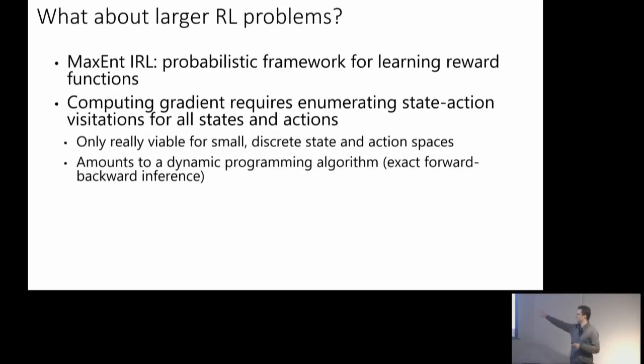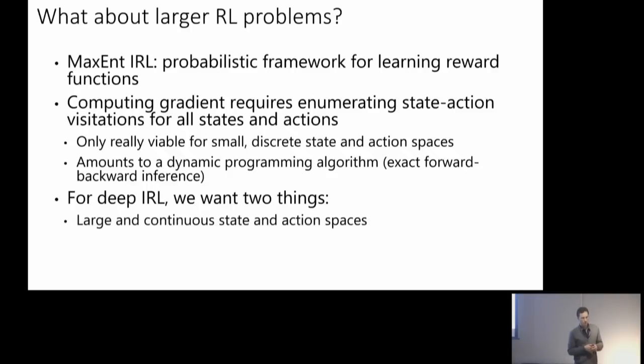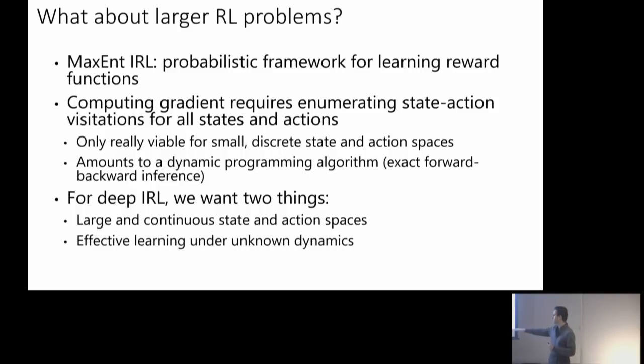And it actually looks a lot like dynamic programming, because if you remember how we compute those backward messages, it's essentially a dynamic programming algorithm with a softmax in place of a hardmax. So if we want to do deep IRL, we'd like to have two additional things. We'd like to be able to handle large and continuous state and action spaces. And second, we'd like to be able to learn even under unknown dynamics. Because if you're going to compute those dynamic programming updates, of course, you need to know the dynamics. So we'd like to do things with samples in order to handle large and continuous spaces, and ideally samples that we can obtain just from running our policy in the environment so that we don't need known dynamics. So next we're going to talk about how we can obtain these two things.